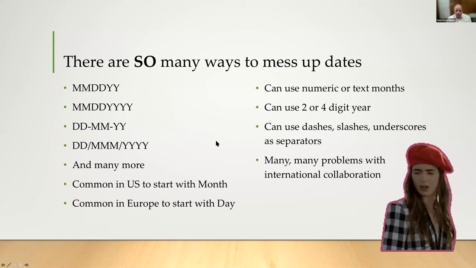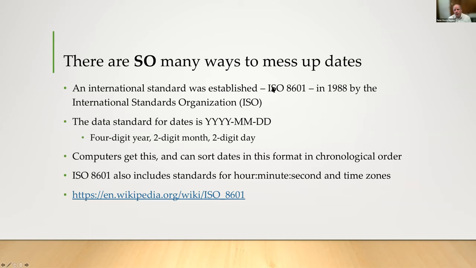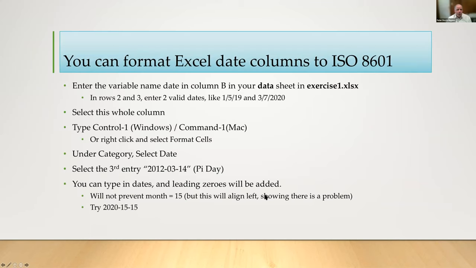So fortunately, there is an international standard, ISO 8601, established in 1988 by the International Standards Organization, no surprise. The date standard is four-digit year, two-digit month, two-digit day. That is the standard. Computers get this, and they can sort dates in this format in chronological order, which is pretty darn helpful. ISO 8601 also includes standards for hour, minute, second, time zones, and lots of other things. You can look it up at this link. And you can format your Excel date columns to ISO 8601.